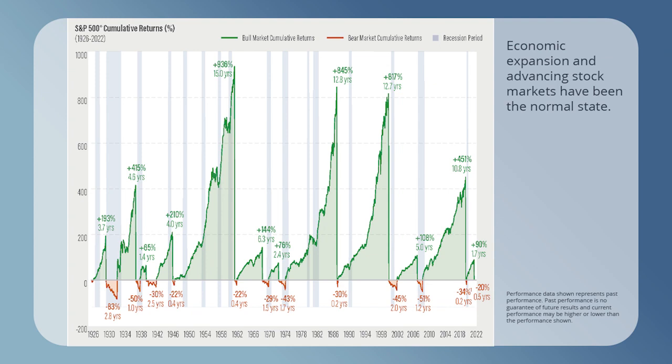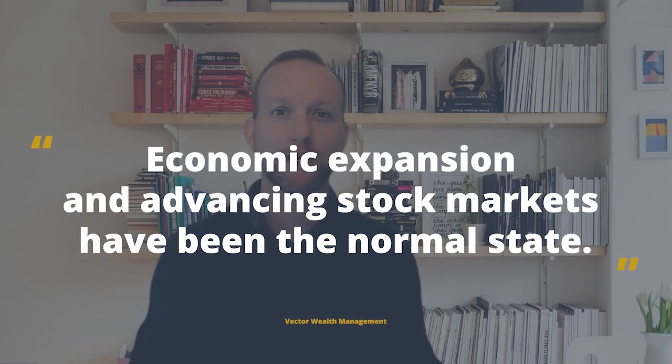Now here's a chart showing the S&P 500 stock index and those same recessionary periods. This chart also displays bull and bear stock market movements over time. As we can see, economic expansion and advancing stock markets have been the normal state. This is a good reminder for long-term investors, especially after a year like 2022.